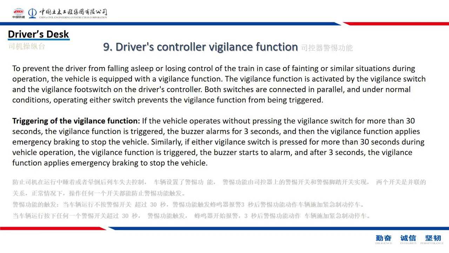Slide 29, controller vigilance function. The vigilance function is designed to prevent accidents if the driver falls asleep or faints. The system uses a vigilance switch on the handle and a vigilance foot switch, which are connected in parallel. If neither is pressed within 30 seconds, an alarm will sound, and after 3 seconds, the system applies an emergency brake. Likewise, if either switch is pressed continuously for more than 30 seconds, the same alarm and braking action will occur. This ensures constant awareness.